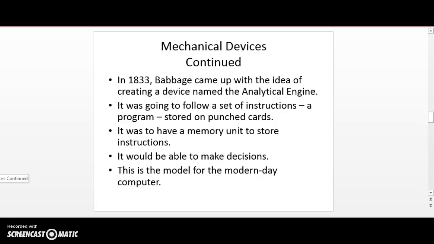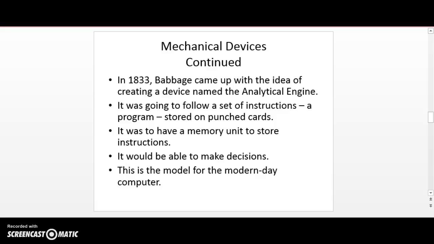Now, this analytical engine was going to perform more than just ship navigation calculations. It was, in his mind, going to perform a variety of calculations. And the key here is he visualized his analytical engine following a set of instructions that were stored. They were going to be stored on punch cards. And now we have the beginnings of the idea of a computer program, stored instructions that a device will follow.